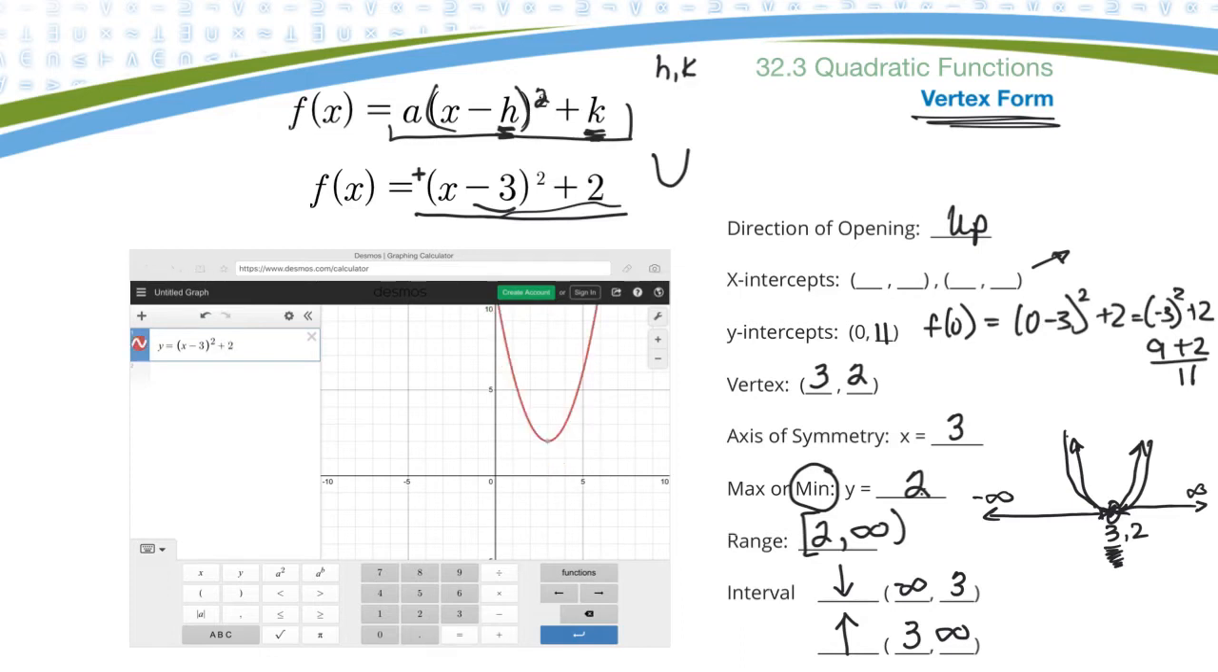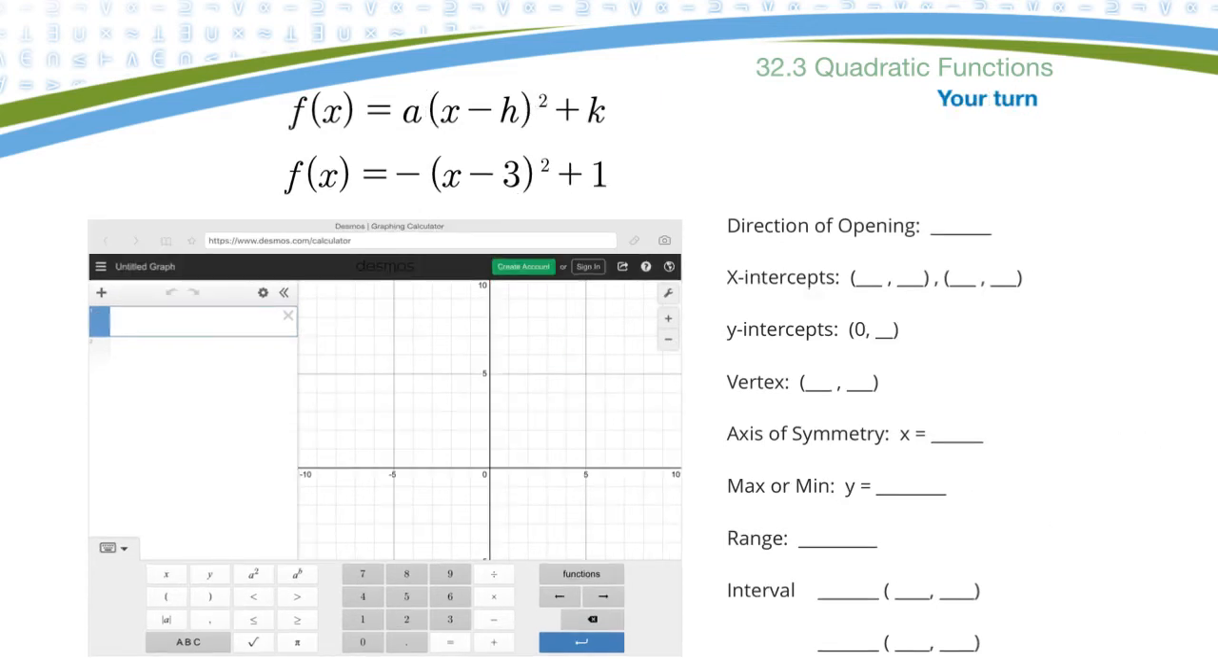Okay, take a look and see if we're correct. Is the vertex 3 and 2? Sure looks like it right there. The graph is going up like we thought. When you look at the graph here, this tells you something about our x-intercepts. In this case, it doesn't cross the x-axis, so there are no x-intercepts. There's none.